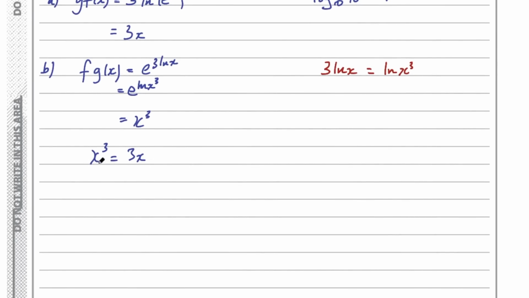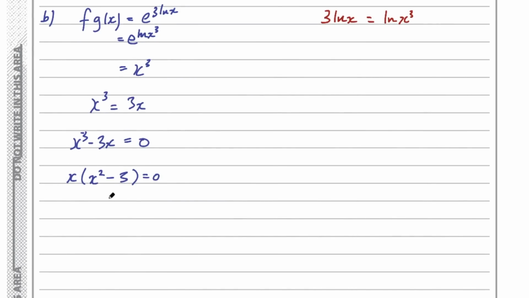You could divide by x here on both sides. Another way is to subtract 3x from the left hand side, so x cubed minus 3x equals 0. And then factorize, so x multiplied by x squared minus 3 equals 0. And this equation gives you all three possible solutions. So if you did it the other way, so if you divide it by x, you get x squared equal to 3. You'd only get two of the solutions from that.